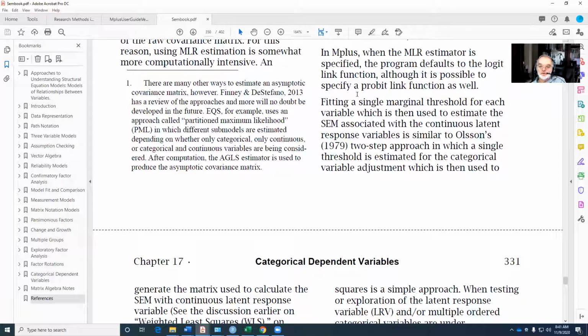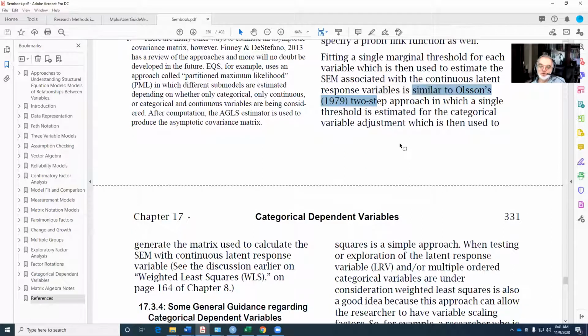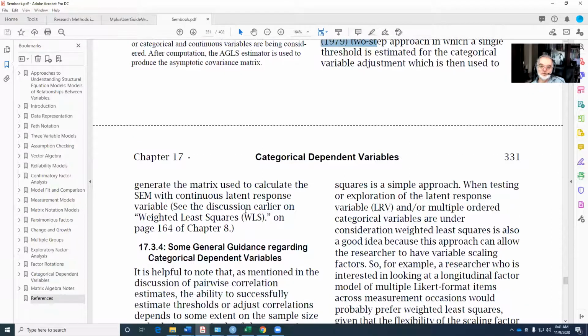And this strategy, this is just me linking to something else that I read, is kind of similar to an article that was done in 1979, where they did one threshold across everything and then estimated the response.